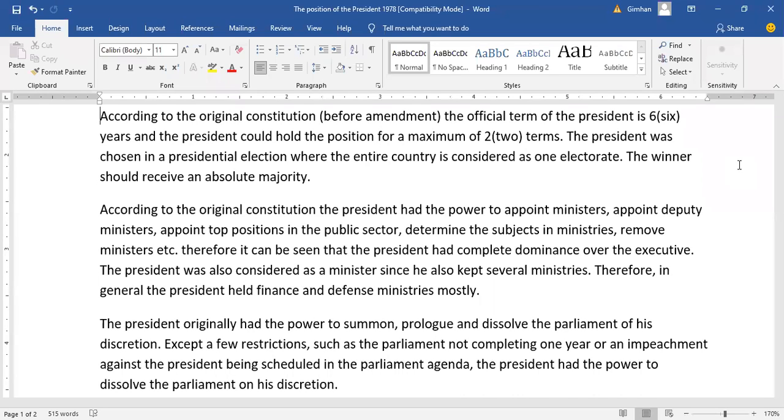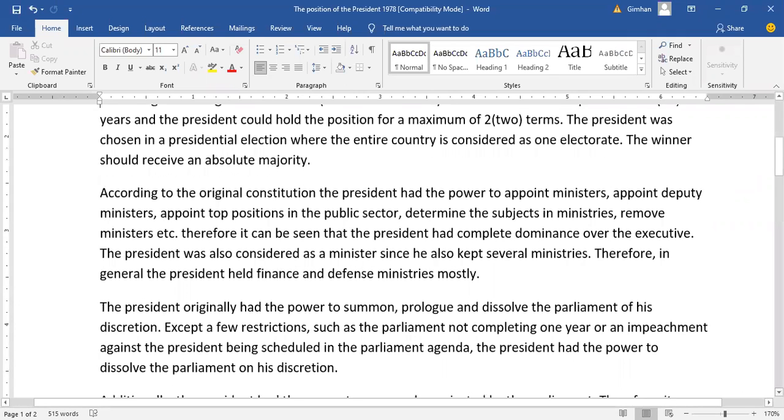What is important here is the fact that originally the constitution allowed the president to be president for 6 years. And the president could hold the position for a maximum of 2 terms. Once you have served 2 terms, you were not eligible to run for the presidential election again. The reason this is mentioned is because these two things were changed in most of the amendments that we should study, right? These things are changed later. Then what does it say?